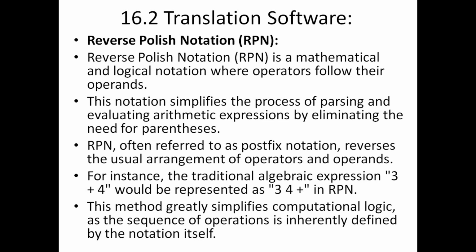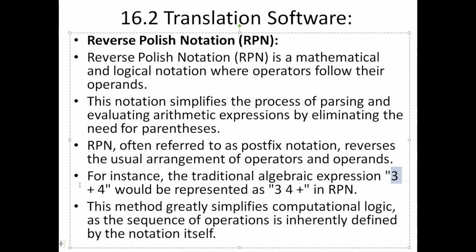It reverses the usual arrangement of operators and operands. For example, the traditional expression can be 3 plus 4, and in RPN it would be written as 3 4 plus, not 3 plus 4. Operators are always put onto the right hand side of the numbers or variables. This method greatly simplifies computational logic. How? Well, kind of beats me. That was a joke. Please don't be alarmed. The sequence of operations is inherently defined by the notation itself.